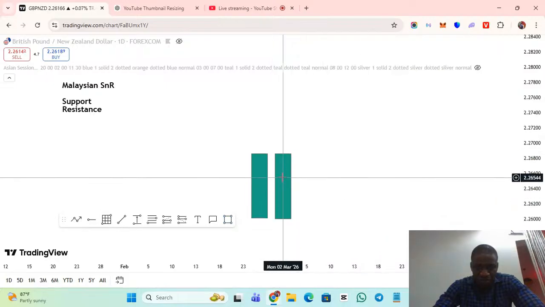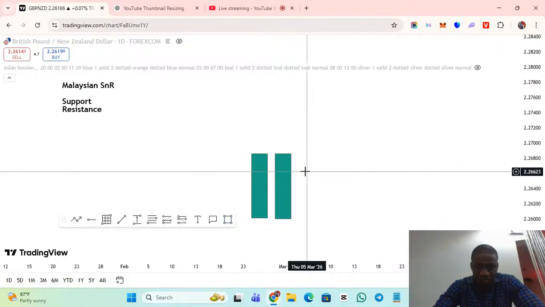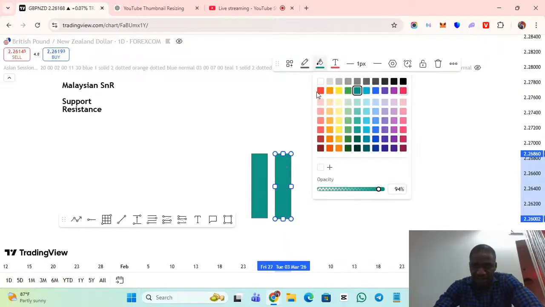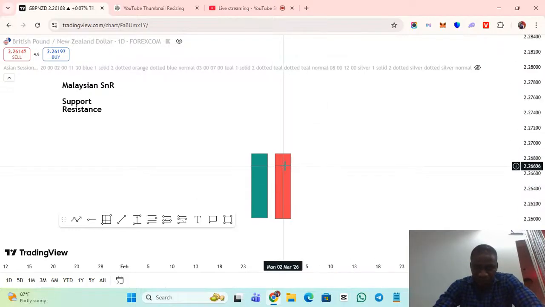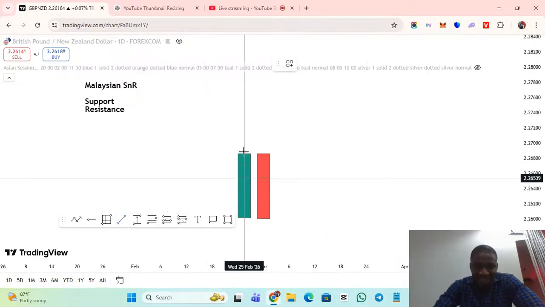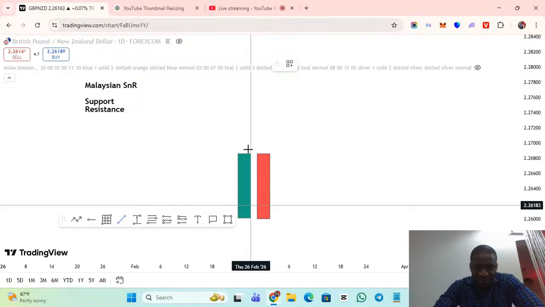So candle two. Let me paint this candle red. Now follow carefully. The high of these two candles, the high of these two candles.